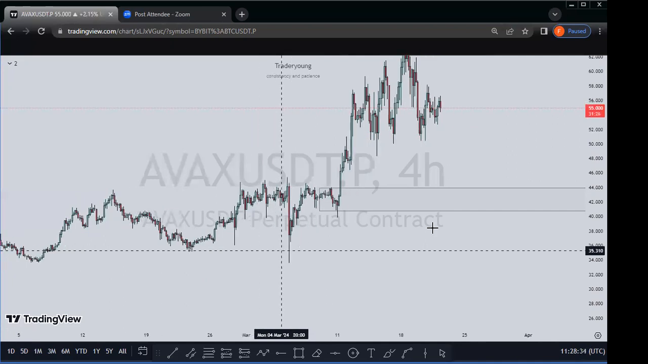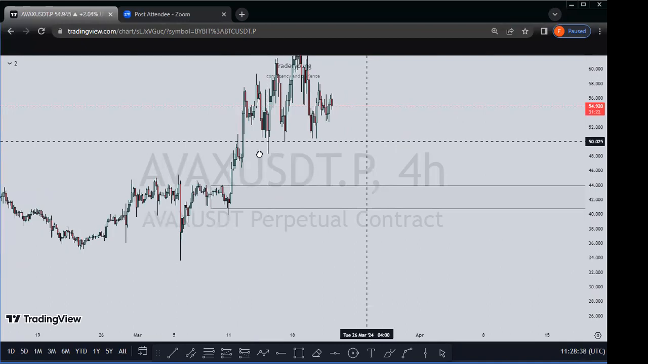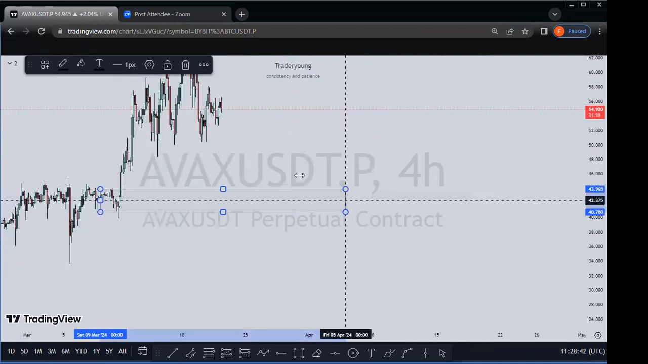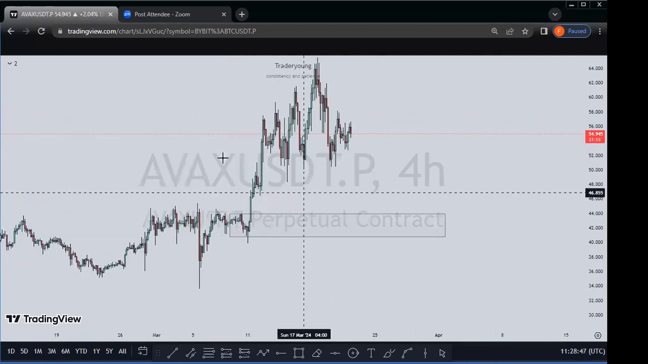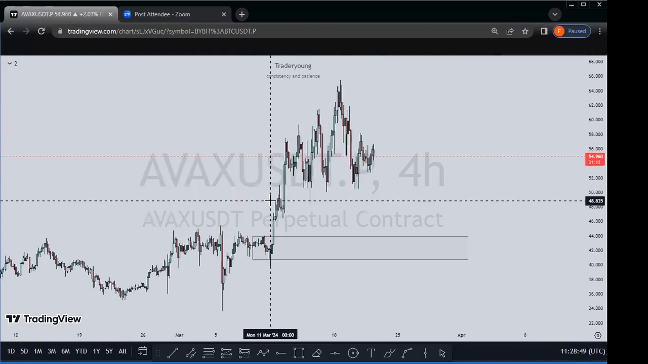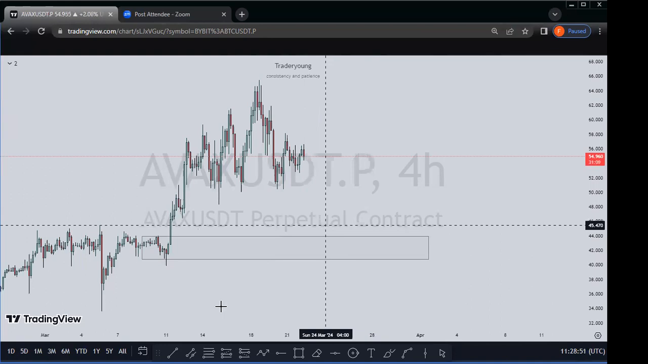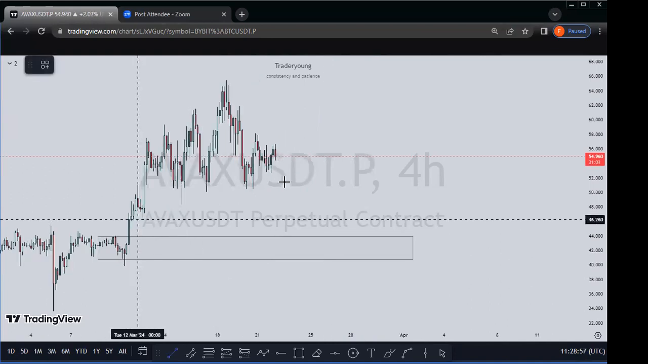Why? Because price hasn't gotten to this level. So I would be selling till price does its thing and maybe comes to this level, then I would join some buys. I love this pair because it gives me opportunities almost every day, as you can see. We have this now on the 4 hours. Price is giving us this liquidity.